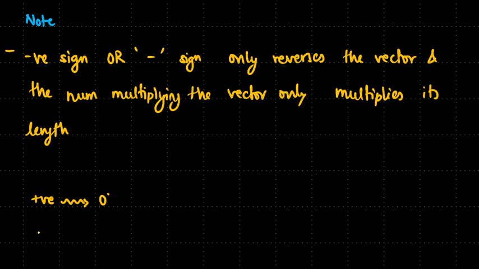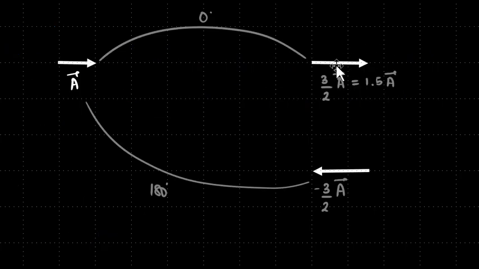The angle will be 0 degrees. If there is a negative sign, then the angle will be 180 degrees. So that's also a note for if we need it in a question. If there's a question with a positive sign, that will be 0 degrees. You don't even need to look at the multiplier, and if it is a minus sign, it's going to be 180 degrees. The multiplier only changes the length, whereas the plus and minus sign are responsible for changing the direction.